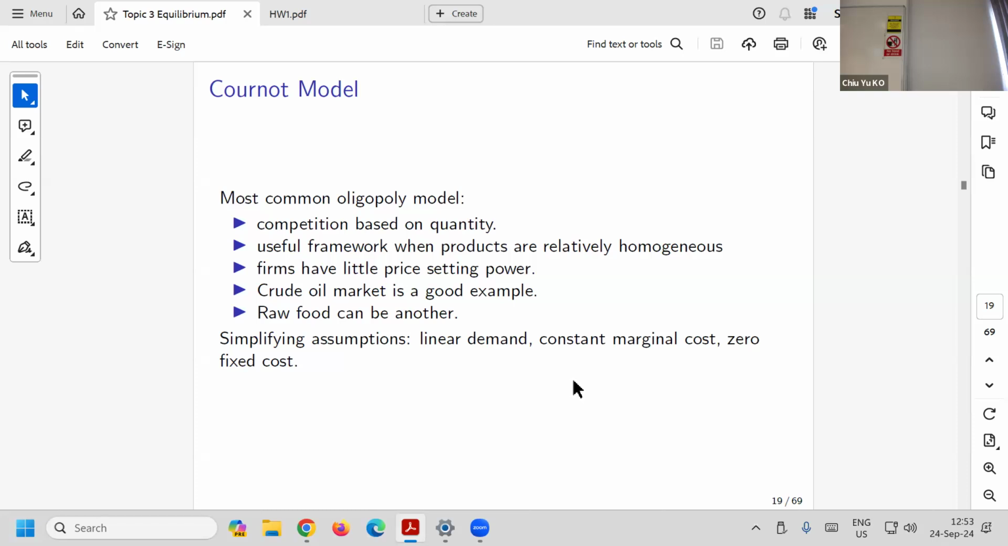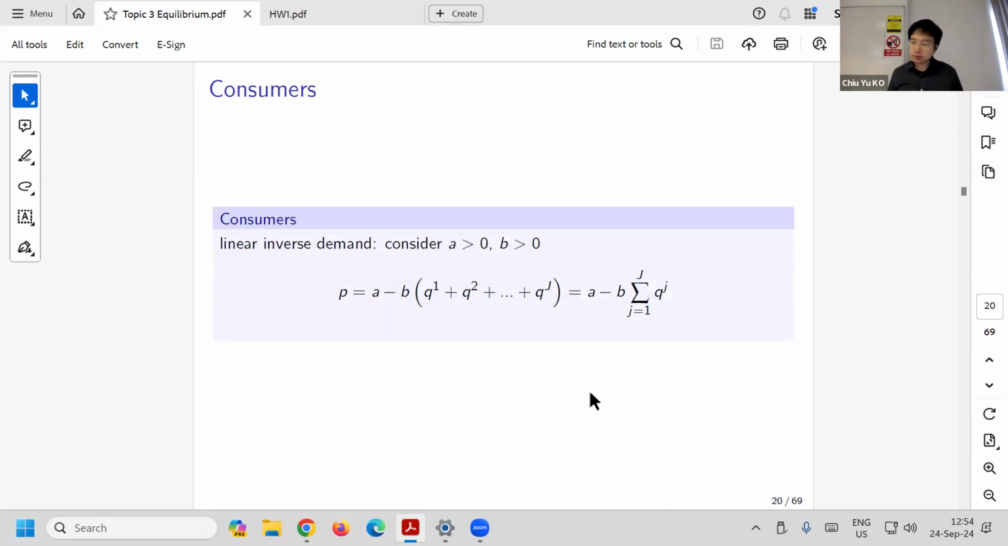In our class we focus on a very simple setup, which is of course easily generalizable. We use linear demand, constant marginal cost, and zero fixed cost to make our life easier, but they can easily be dispensed with. So as I said, we focus on the easier one with linear demand. When we have linear demand, then we have linear inverse demand, which comes from this expression.